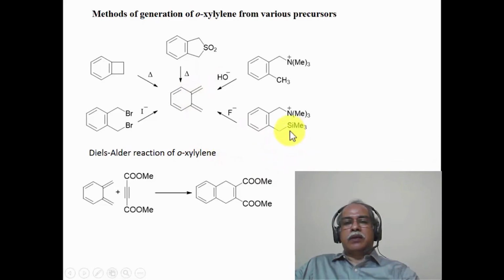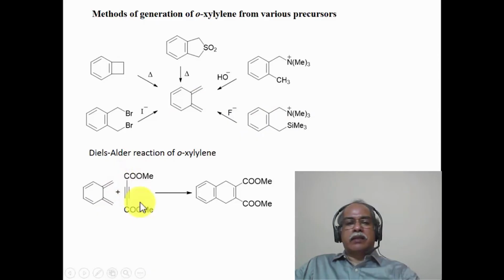Finally, this is an orthosilylated ammonium salt. The fluoride ion essentially attacks the silicon because silicon is fluorophilic in nature. So, the fluoride ion attacks the silicon, producing trimethylsilyl fluoride, and in the process it undergoes the elimination of the amine to produce the orthoquinodimethyl.